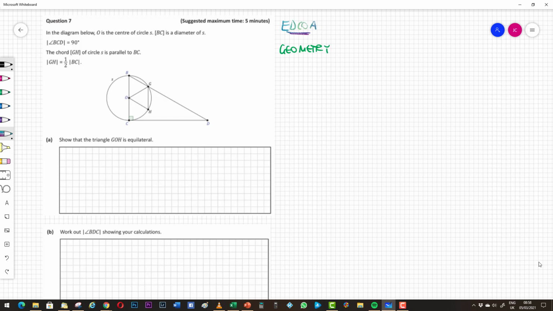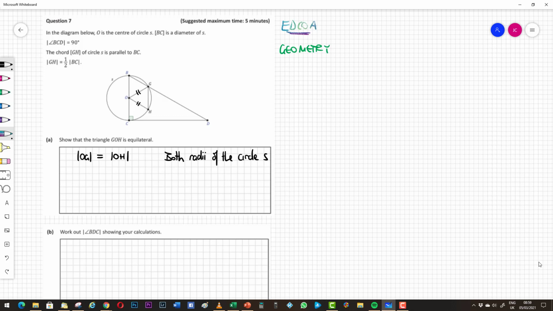So first of all, I can see that OG, so O to G, is equal to O to H. And what's the reason for that? Well, the reason for that is they are both radius, so they're the radii of the circle. So they're both radii of the circle S. And like that, you have to get down the reason as to why something is true.